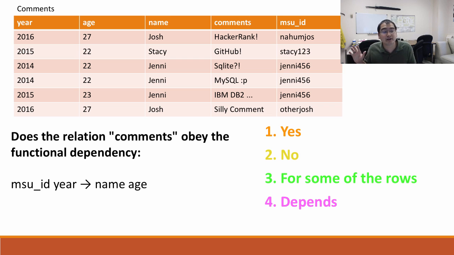All right, now MSU ID and year doesn't determine, for instance, comments, because we have two rows that match MSU ID and year but have different values for comments. So that functional dependency is not true, but I didn't ask you about that one. So the correct answer here is, does comments obey MSU ID year functionally determines name and age? It does. All right, so let's go back and let's talk about ways in which you can determine functional dependencies.